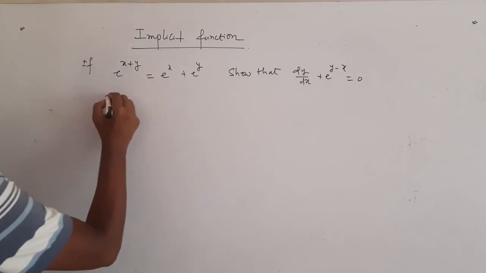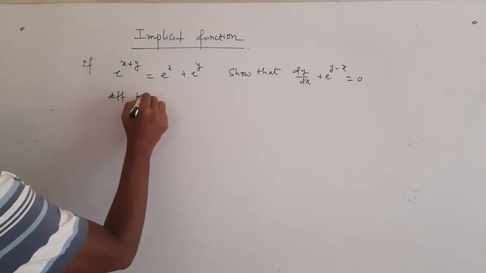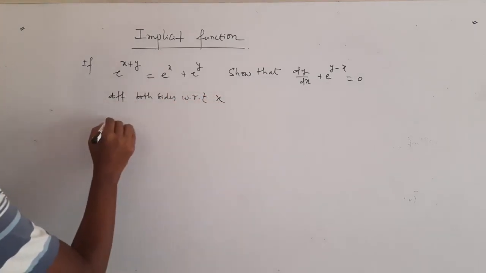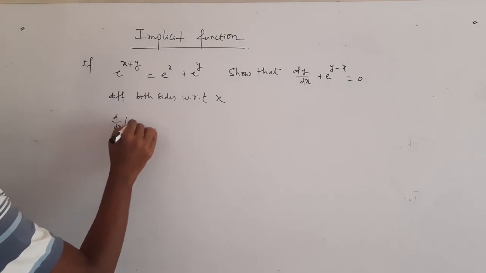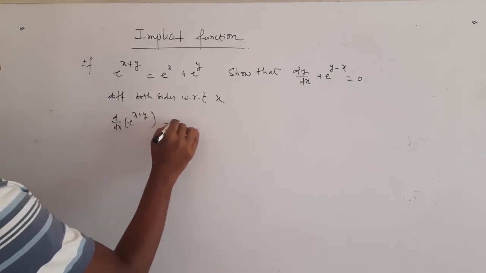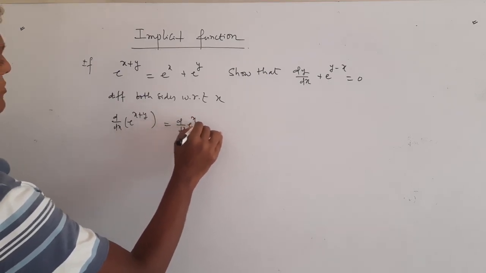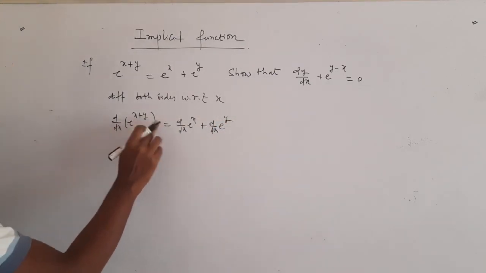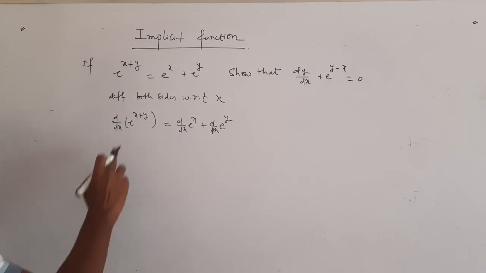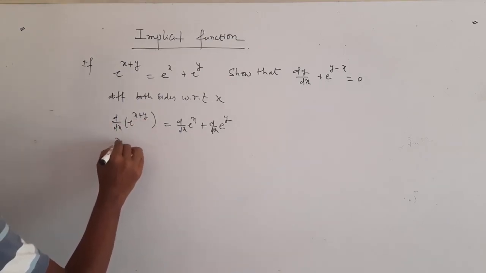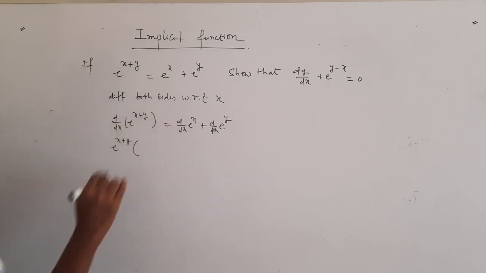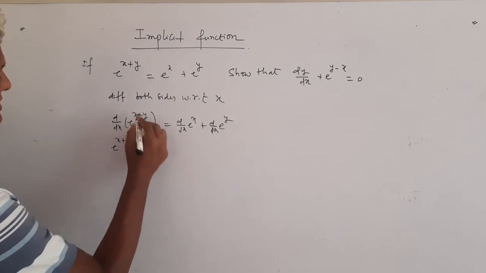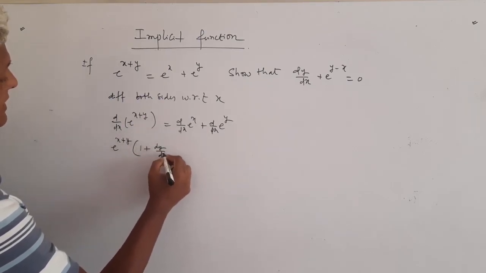Then we'll start from here. We'll write, differentiating both sides with respect to x. Then this becomes dy by dx of e to the power x plus y equals dy by dx of e to the power x plus dy by dx of e to the power y. Differentiation of e to the power x plus y will be e to the power x plus y into differentiation of x plus y, which you just saw in our previous example. Differentiation of x is 1, plus differentiation of y is dy by dx.